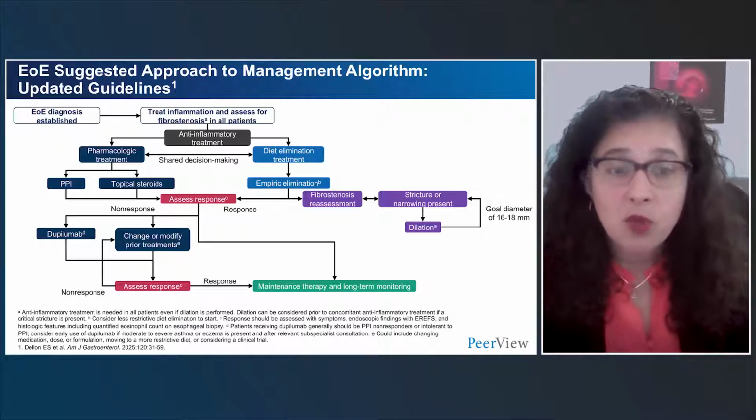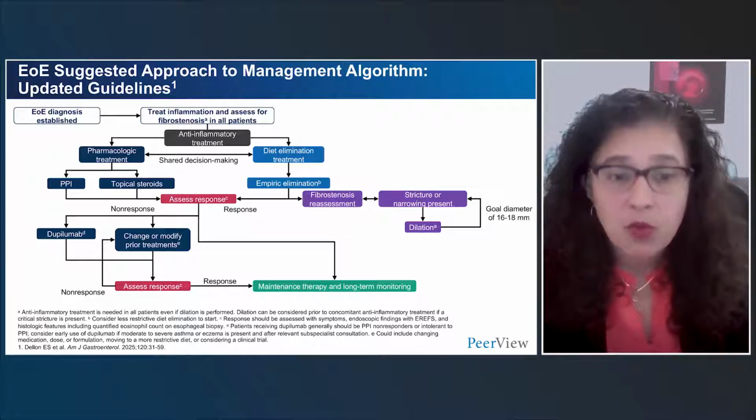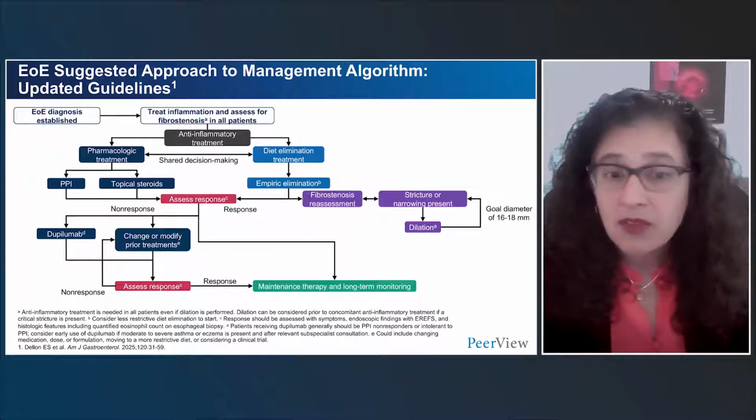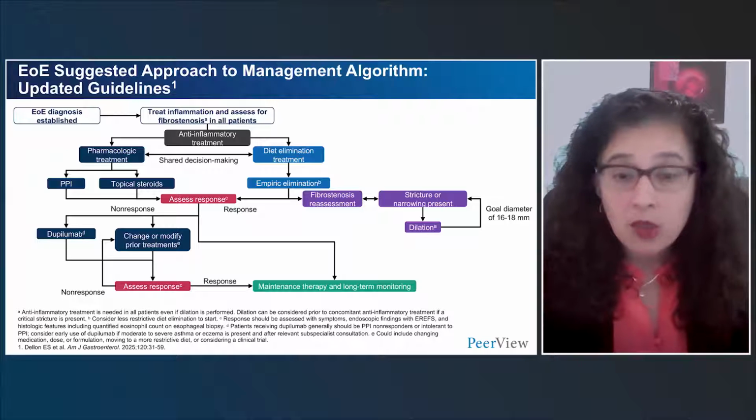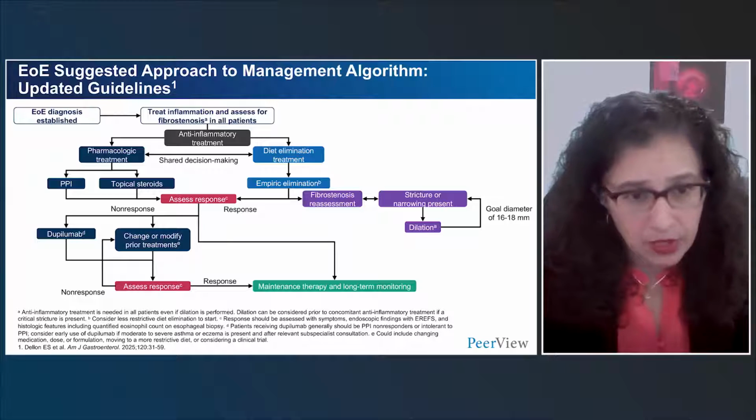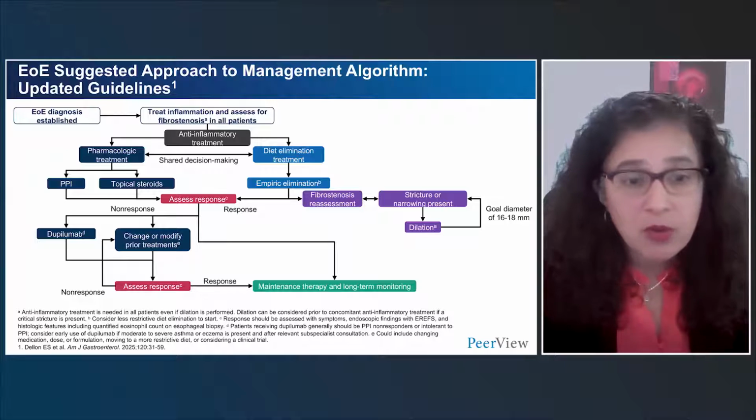And after that, you want to assess response. It's very important to have an endoscopy after treatment to assess response. If you have response, you're going to go into maintenance therapy and long term monitoring. If you have a non response here, you can change or modify your prior treatments.